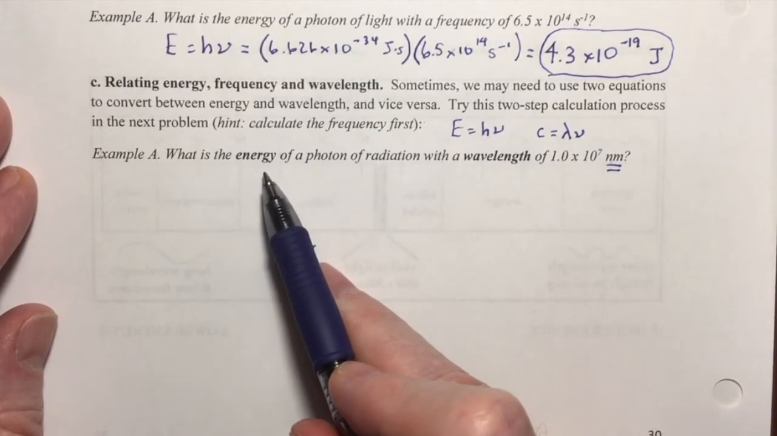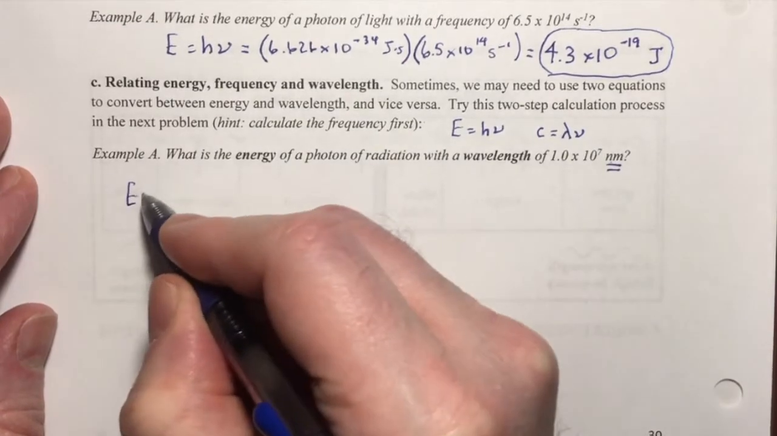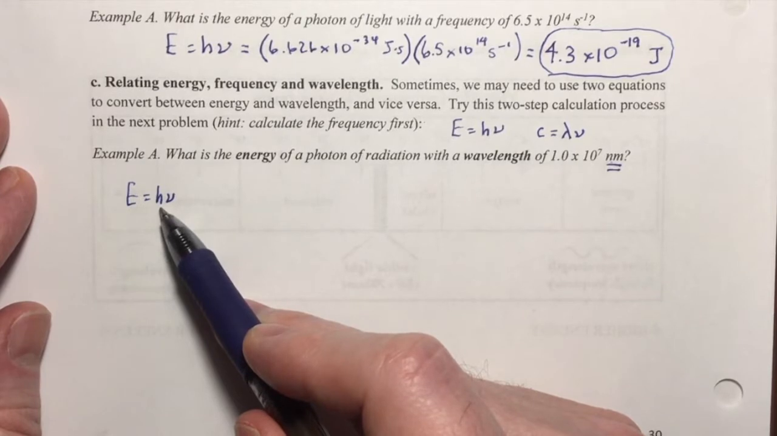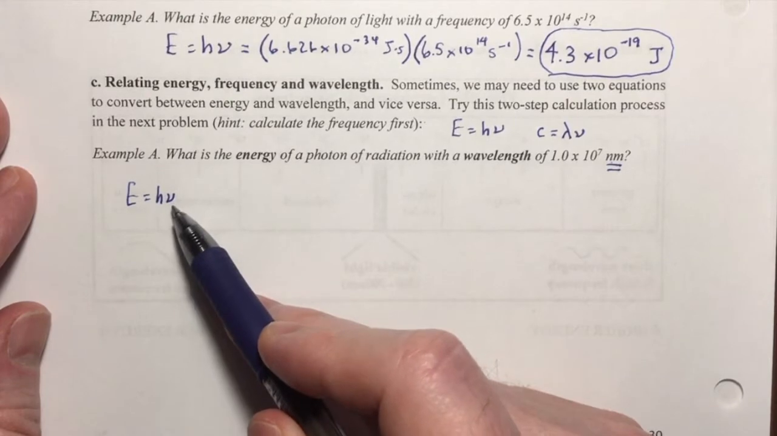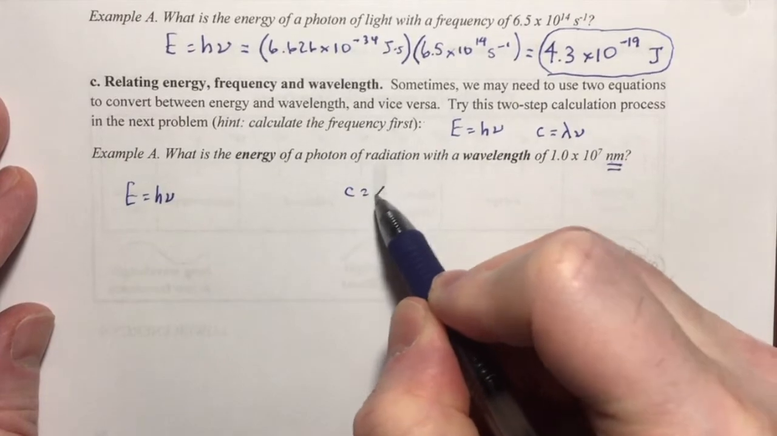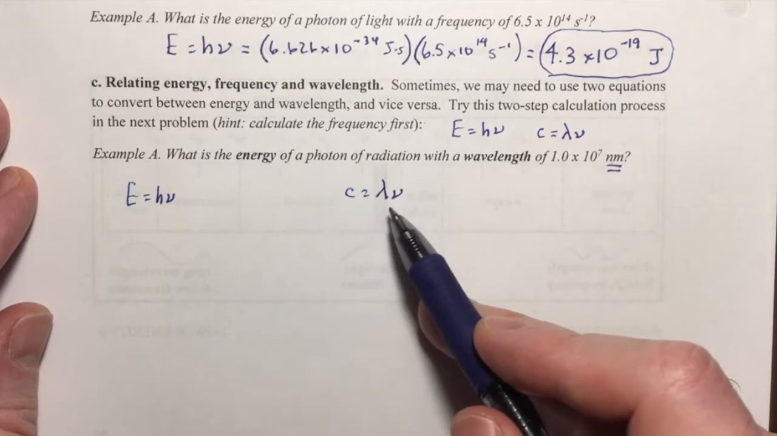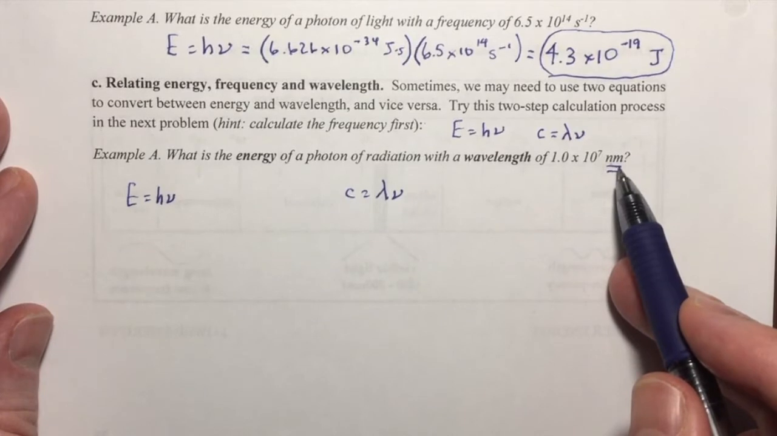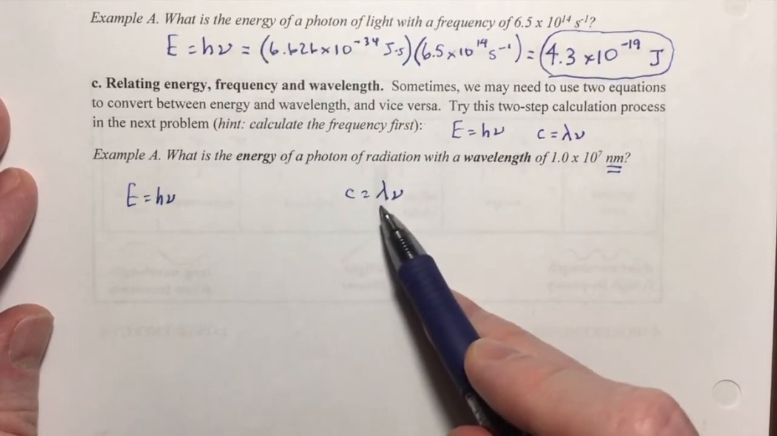So how do I get energy? Well, it's energy right there, right? So I'm going to use the energy equals h nu. Well, I know h, that's Planck's constant, I know that value, but I don't know the frequency to plug in yet. So in order to get that value, I'm going to have to use a different equation, c equals lambda nu. I know the value of c, and I'm given the value of the wavelength, but it's in nanometers, isn't it?